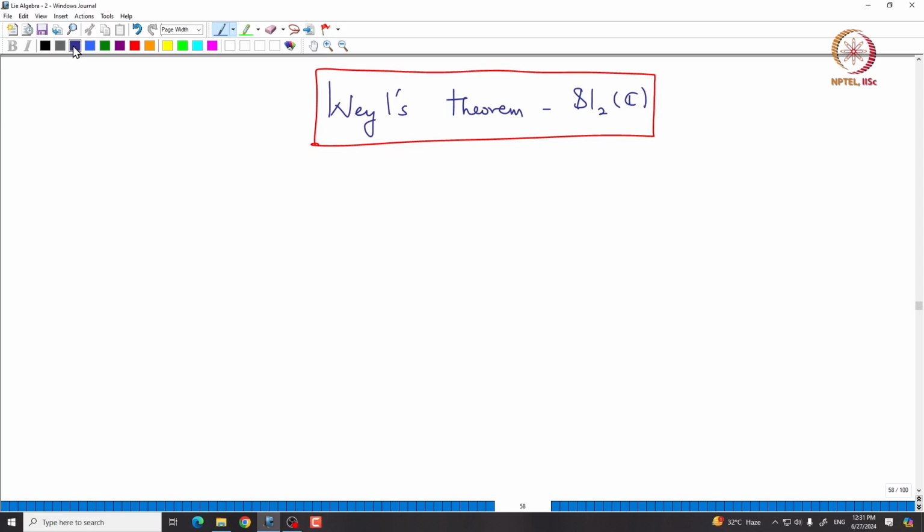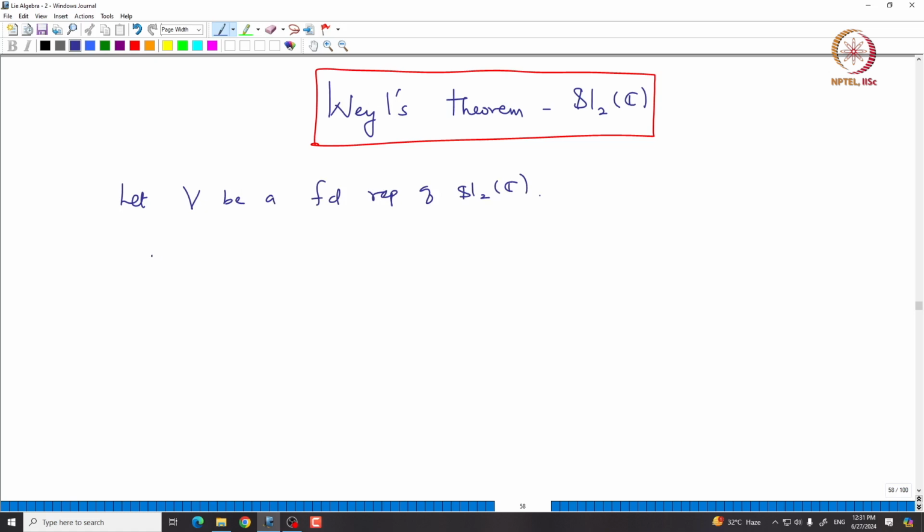Welcome back everyone. In this lecture we will prove the Weyl theorem for sl2, namely that any finite dimensional representation of sl2 is completely reducible. So, let us start with the finite dimensional representation V. Let V be a finite dimensional representation of sl2(C).